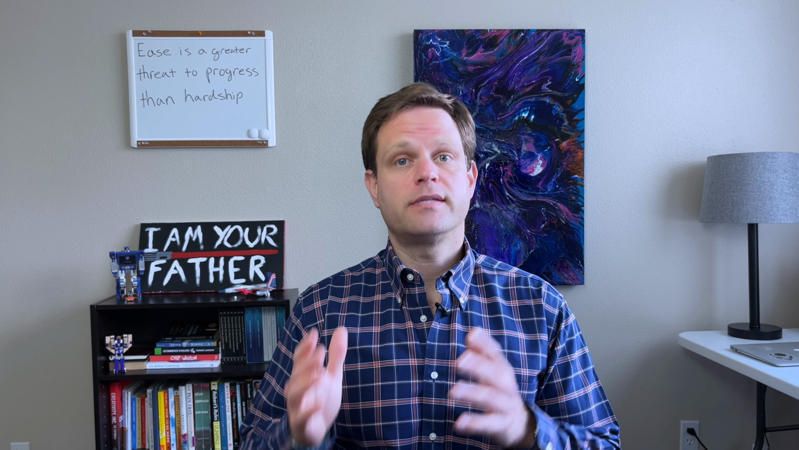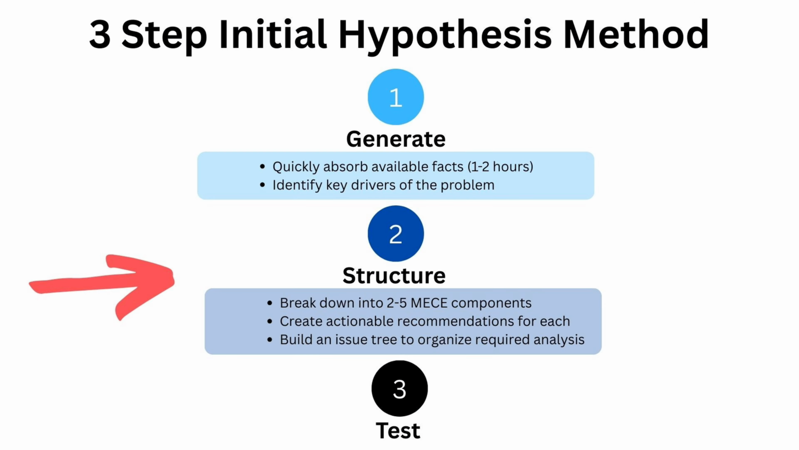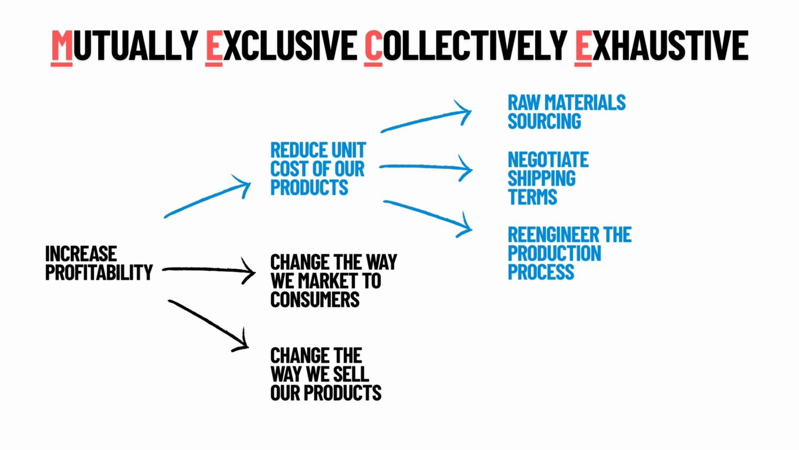Next, you want to structure your hypothesis in a way that makes it both actionable and testable. Start with a clear statement of what you believe will solve the problem. Then break this down into 2 to 5 main components, no more. These should be mutually exclusive, so no overlap, and collectively exhaustive, meaning they cover everything important. This is what the consulting firm McKinsey calls MECE, pronounced MECE, which stands for mutually exclusive and collectively exhaustive. Knowing this, then for each component, create actionable recommendations.